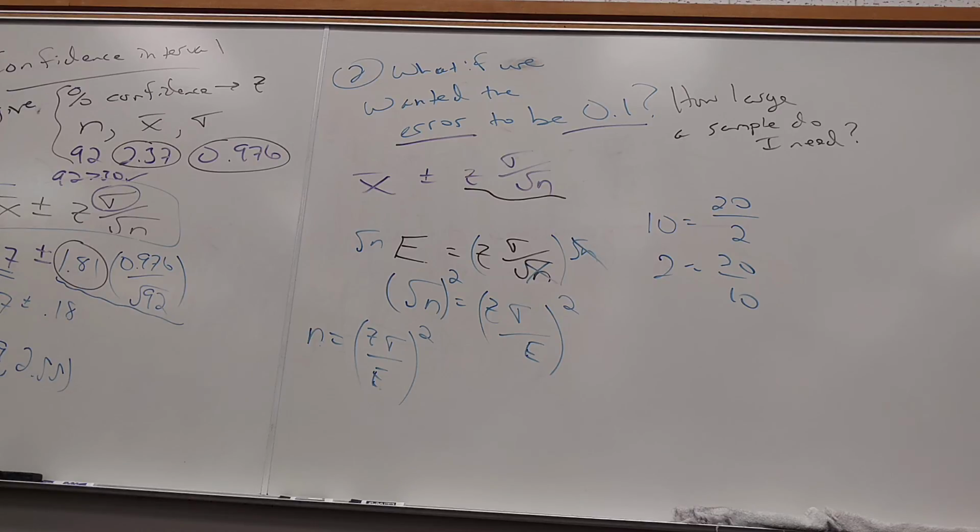So now I just got to do Z times sigma divided by what you want the error to be now, all of that squared. Try that out, see what you get. I'll try it out too.